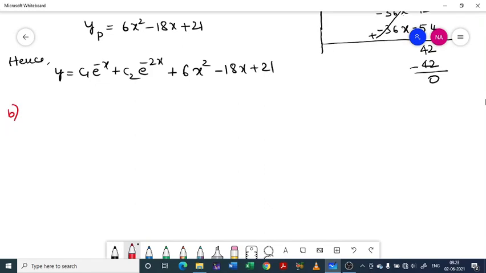Problem B. So here the problem B is y double dash plus 2y dash plus y equal to 2x plus x square.